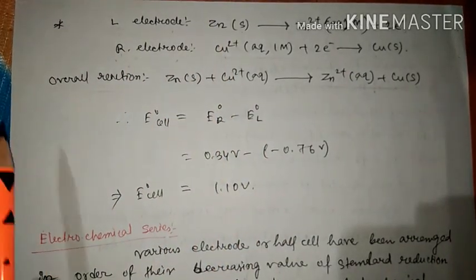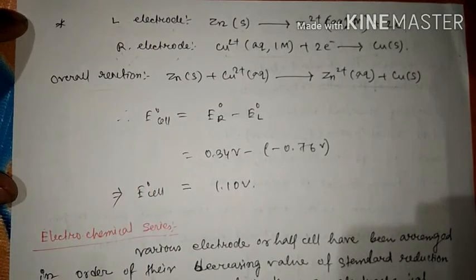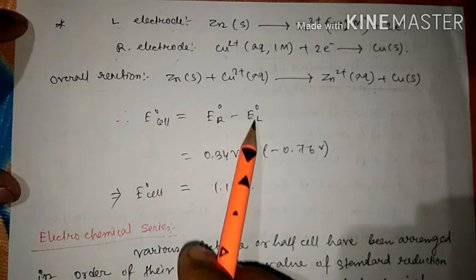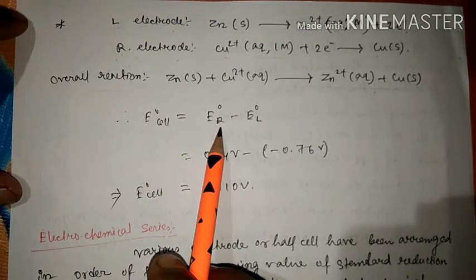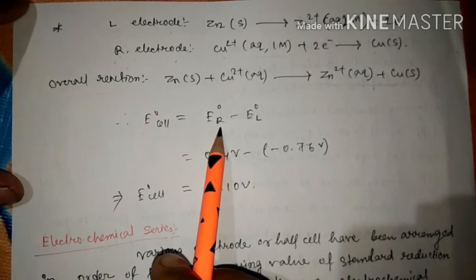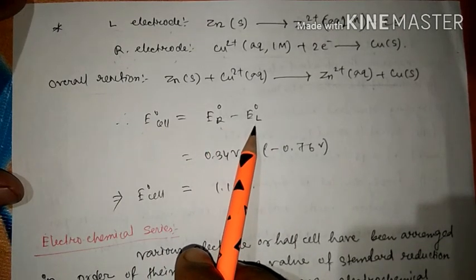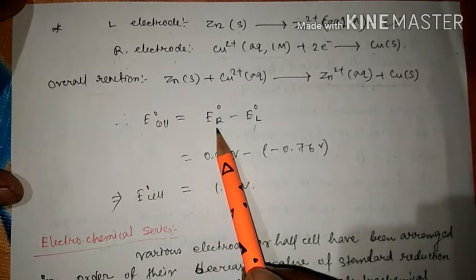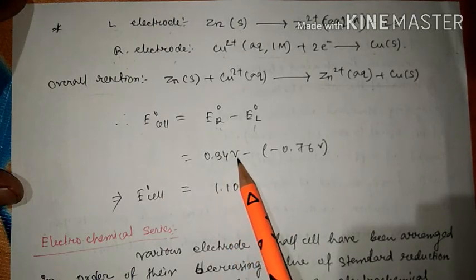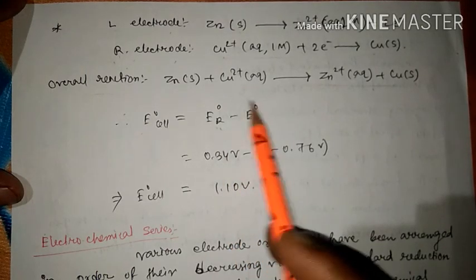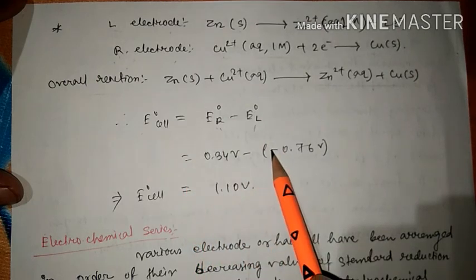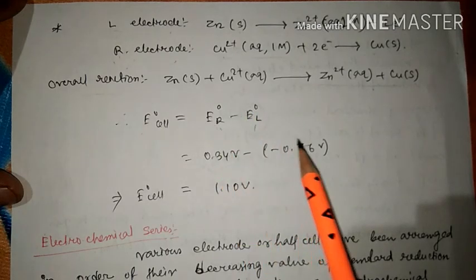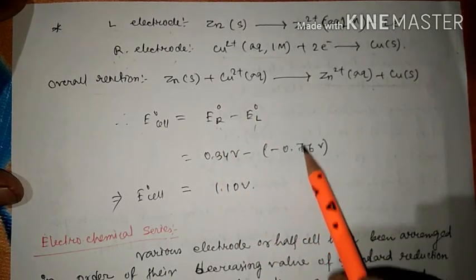Now, what is the standard cell potential? As we know, standard cell potential equals E naught R minus E naught L. R stands for the right hand electrode, that means cathode. L stands for the left hand electrode, that means anode. Here we observe that E naught R equals 0.34 volt minus, since it is the anode, that's why this minus comes, and its electrode potential value, calculated experimentally, is found to be 0.76 volt.